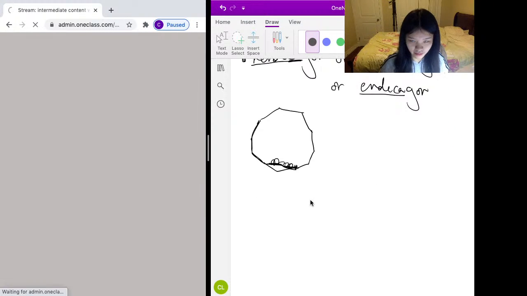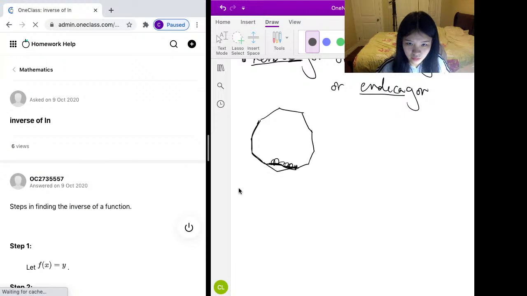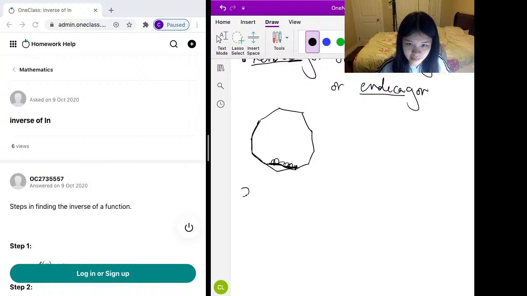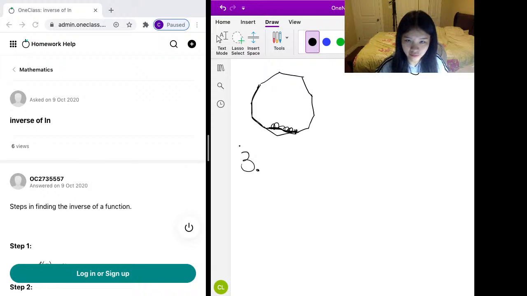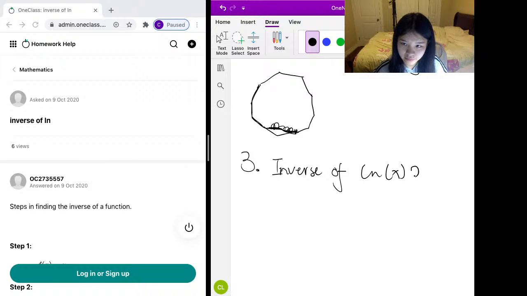Now let's move on to our third problem. Our third problem is asking us what is the inverse of ln x, or of ln.